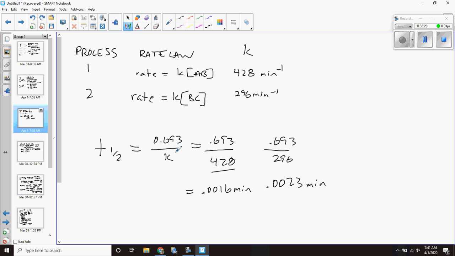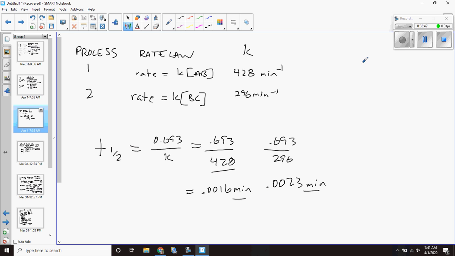Now remember, the units for the rate constant for a first order process are 1 over time. So when you find the half-life, you're dividing something by 1 over time, so the answer is time itself. This gives the half-lives of these two reactions. It's pretty cool.